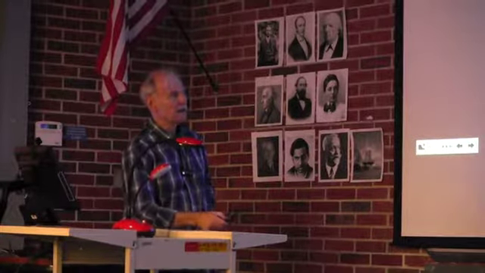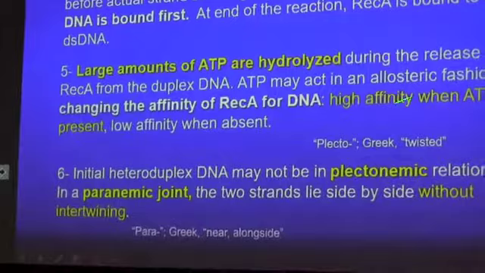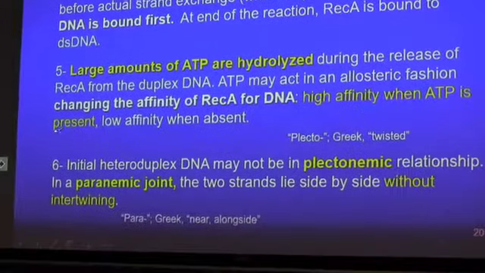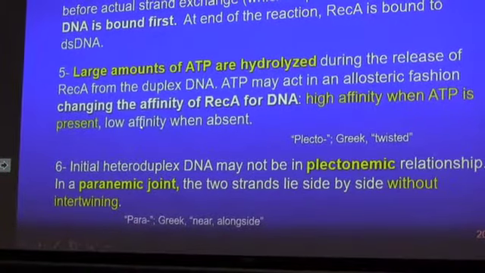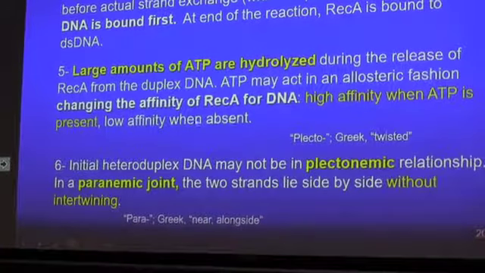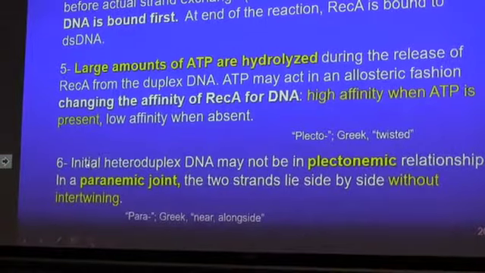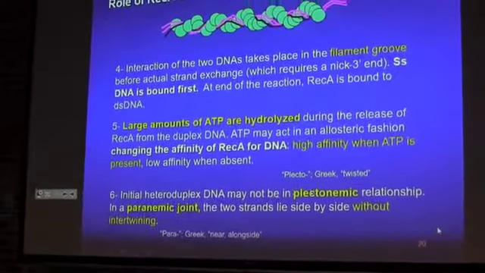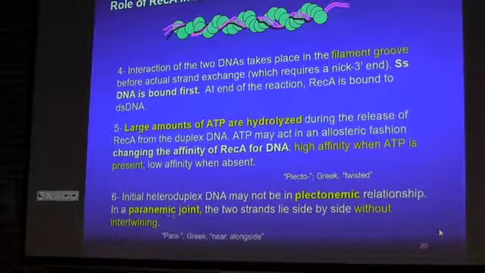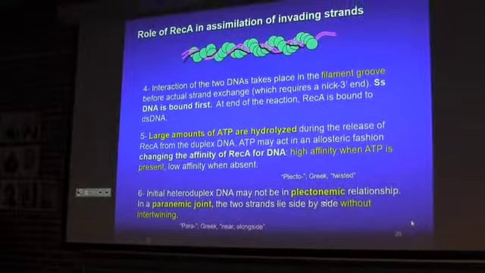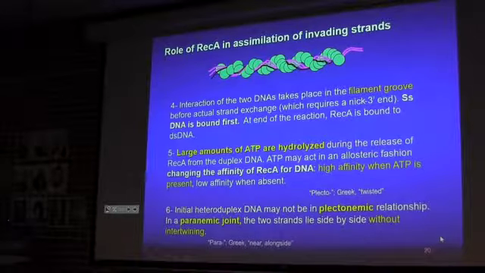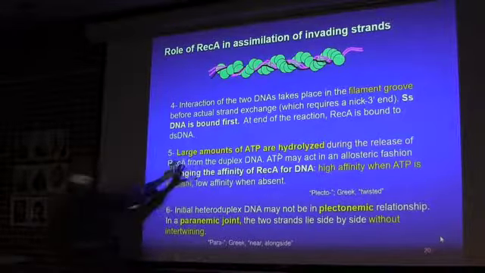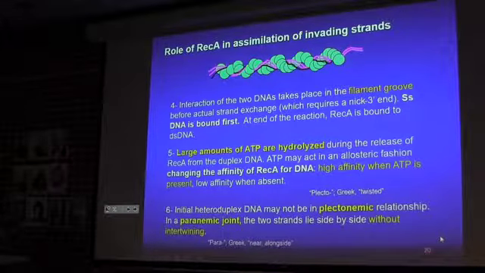It's not required, but it really facilitates the reaction. The high affinity ATP is present, low affinity when absent. Low affinity means it now dissociates itself from the complex, from the DNA. Plecto, Greek for twisted. Initial heteroduplex may not be plecto, could be a paranemic joint. Two strands lie side by side without intertwining. I think that is a question on homework and maybe exam. I'll try to trick you up and say ATP hydrolysis is required. Not required, it just helps it out, facilitates.